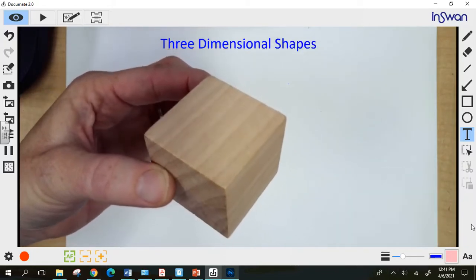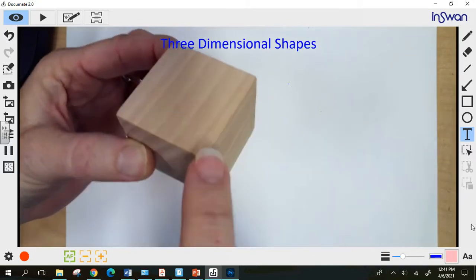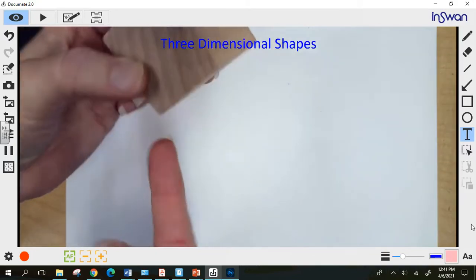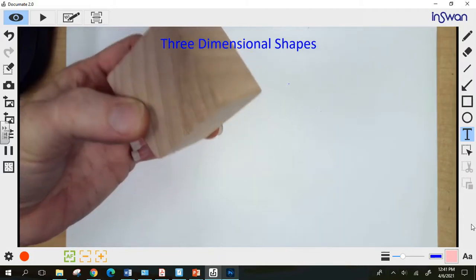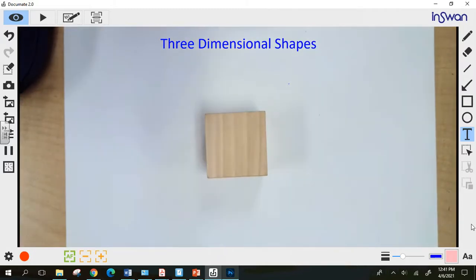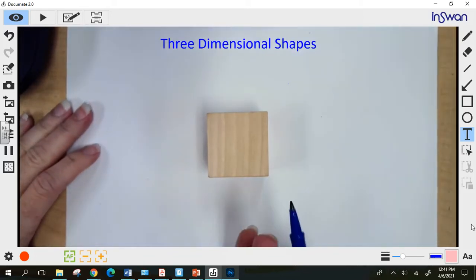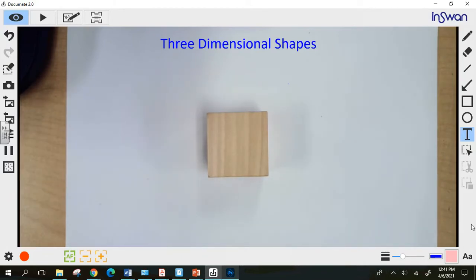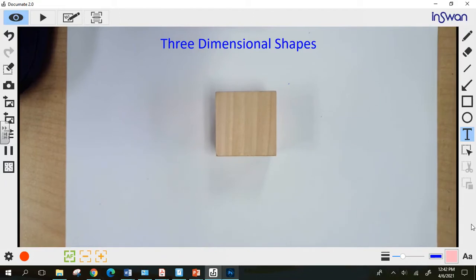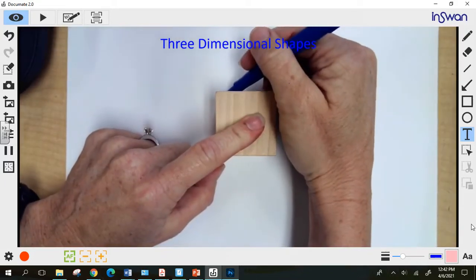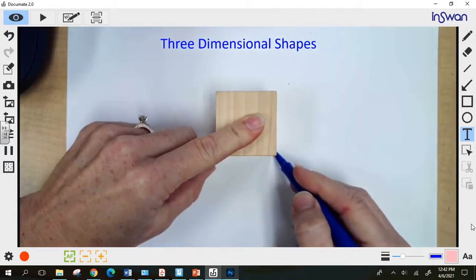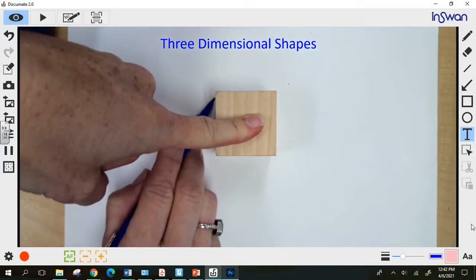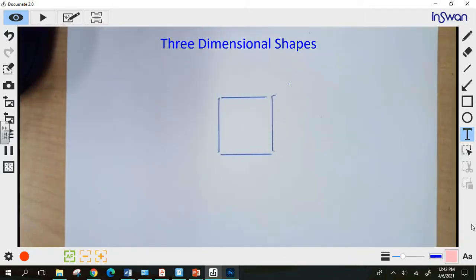How many of these vertices do I have? 1, 2, 3, 4. On the bottom, 5, 6, 7, 8. There are 8. The other thing I want you to notice about a cube is that it has faces. So the face is a flat portion, and we can actually trace the face. Now let's see, what shape is it going to be? This one's pretty easy to tell that when we trace it, we are going to have a square. So I draw all the way around it, and I've got that square shape when I trace it.